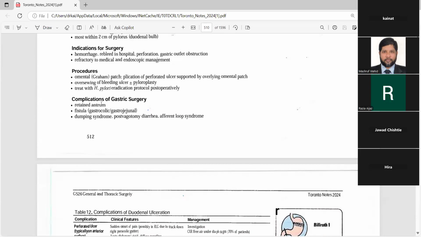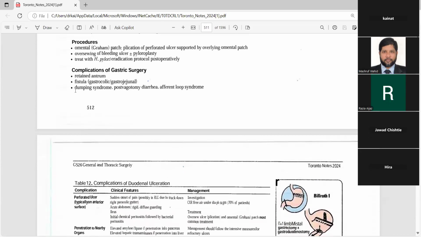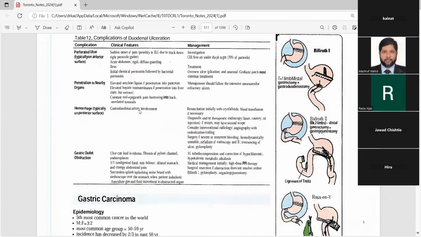Although you can read the complications of gastric surgery: retained antrum, duodenal stump fistula, and dumping syndrome. Dumping syndrome is very, very, very important. I think in the MCC objective, they give you questions where a patient has had gastric surgery, now presenting with signs and symptoms, and the answer is dumping syndrome. And you can just read this table as well. Just forget about other things, you can just read this one.